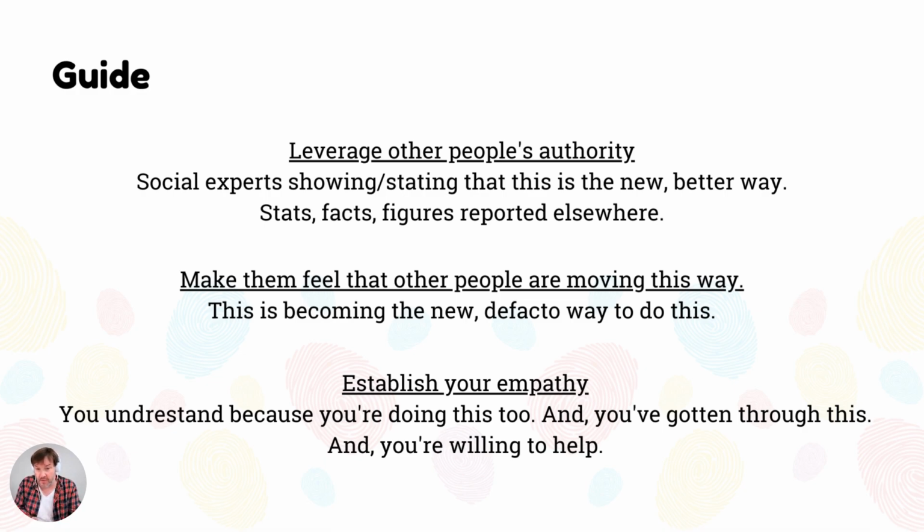And so I really try to focus on other people's authority. We're leveraging other people's authority to do this. So what we're going to do is use social experts, showing stats or talking about this new, better way of doing things. Stats, facts, figures, reported elsewhere, bringing those brands into your landing page and showing that there's this bubbling of the fact that this sucks and this needs to be done better. And then making them feel like the direction is changing and people are moving to this new way of doing it. This is going to become the new de facto way of making your kids healthier, that everybody's going to be using these immune boosting gummies, to go back to the original transformation.